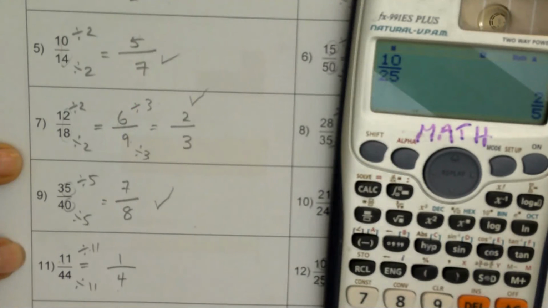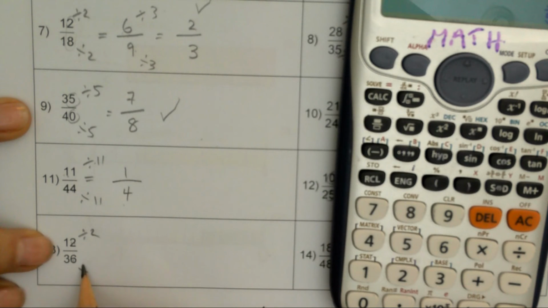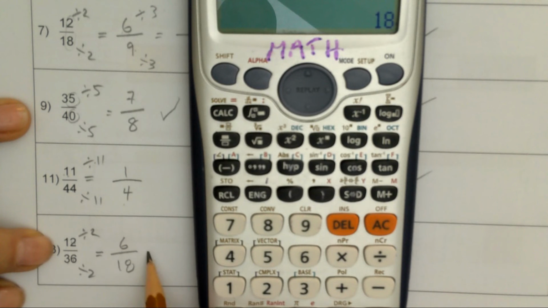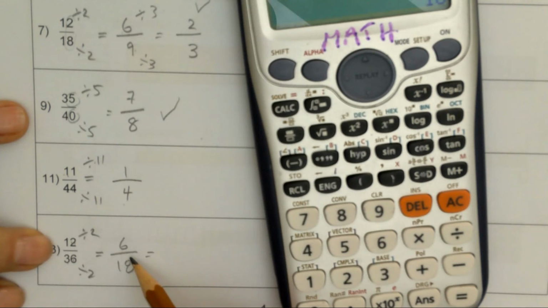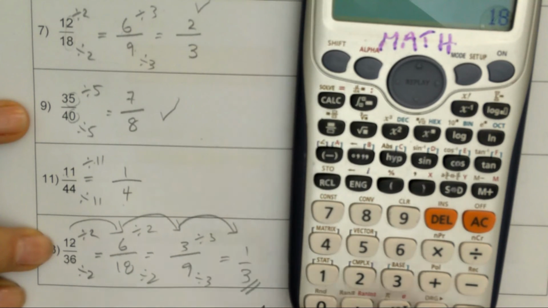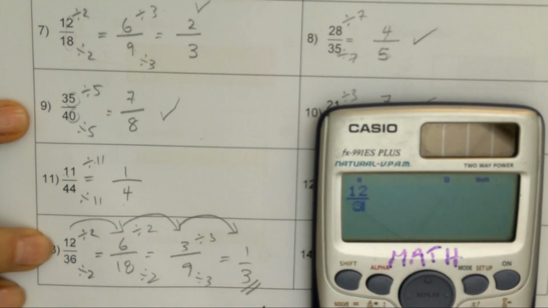Okay, they're both even numbers, so I can divide by 2. Half of 12 is 6. Half of 36? Let's check. That's 18. Can I reduce that anymore? I can divide by 2 again. That's 3 over 9. Oh, then I can divide by 3. So I've reduced it, and now it's in its lowest terms because I can't make it any smaller. Let's check on our calculator. 12 over 36. 1 over 3.